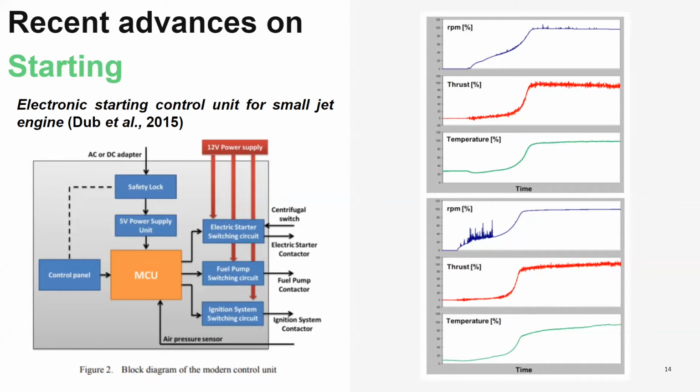So to continue, these are the recent advances on starting. A design is proposed. A design of the proposed control unit is shown in Figure 2. The modern control unit consists of several basic blocks, namely the MCU (microcontroller unit), power supply for the MCU, safety lock, control panel, and 3 switching circuits for the electric starter, fuel pump, and the ignition system.